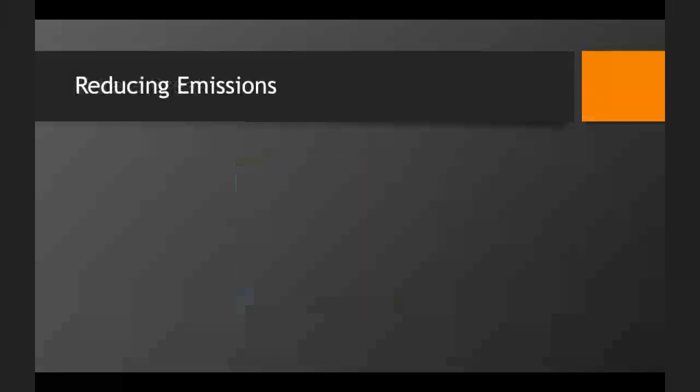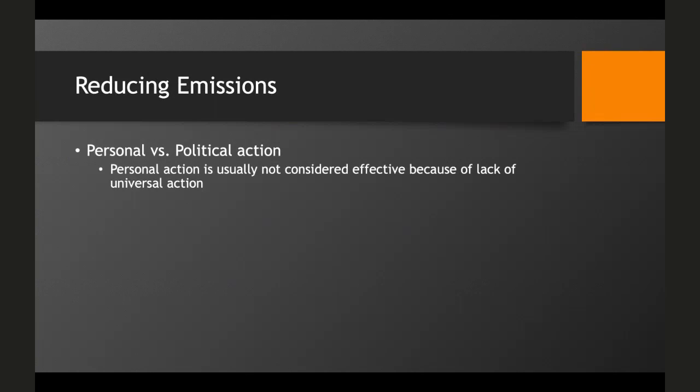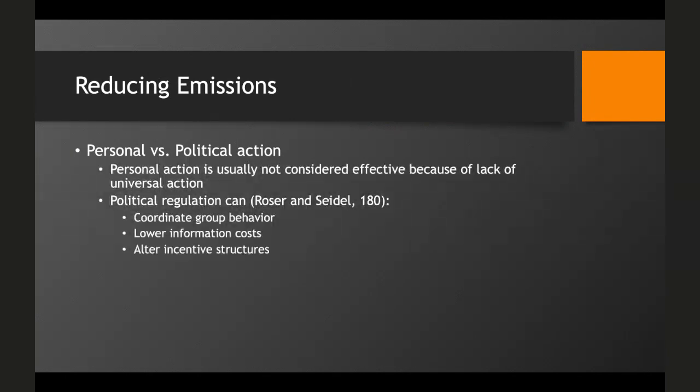So, how are we actually going to go about reducing emissions? On the one hand, we can think about the difference between personal and political action. Personal action is often not considered effective because of collective action problems, right? People can free ride on other people. But political regulation, so passing laws that increase regulations, based on your reading from Roser and Seidel, can better coordinate group behavior, lower information costs, alter incentive structures, and there's a range of political actions that can be taken.